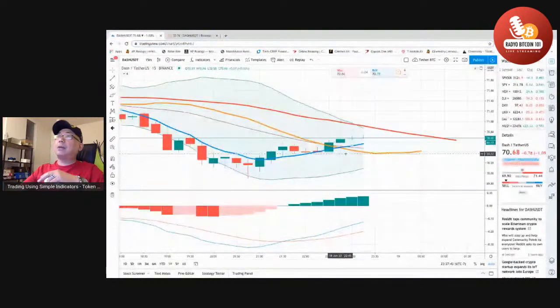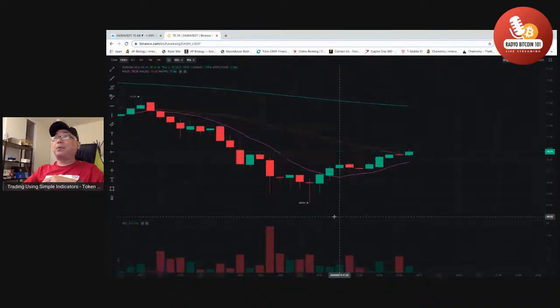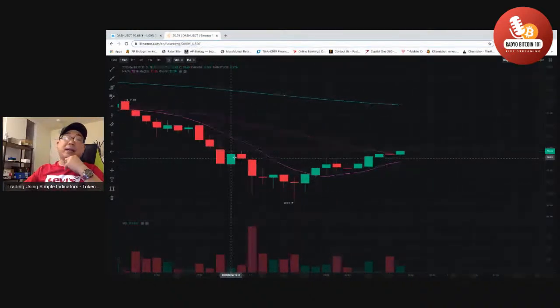So definitely I put a trade of Dash. You can look at the screen here. This is my trade right now at $70, Dash USDT. And this is what I put in here. This is for my Binance now.